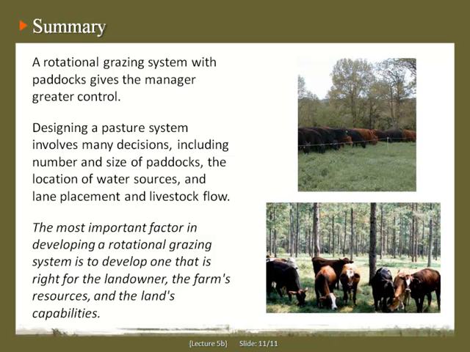In summary, a rotational grazing system with paddocks gives the manager greater control. Designing a pasture system involves many decisions, including the number and size of paddocks, the location of water sources, and lane placement and livestock flow. However, the most important factor in developing a rotational grazing system is to develop one that's right for the landowner, the farm's resources, and the land's capabilities.